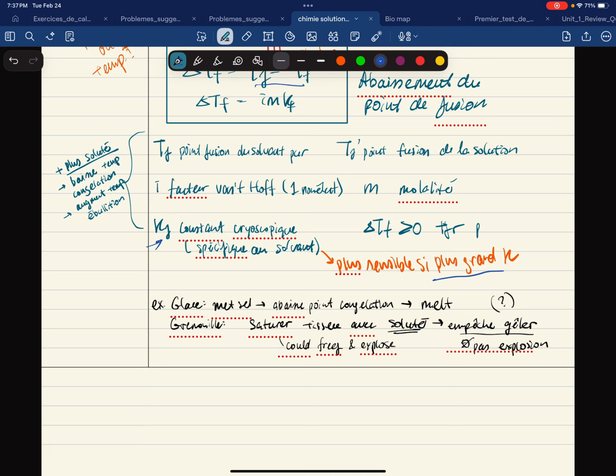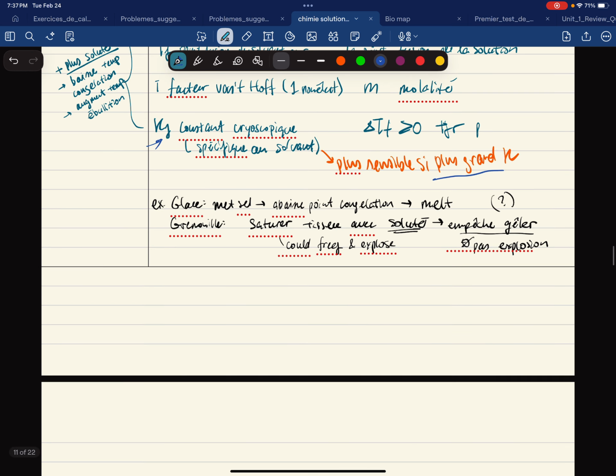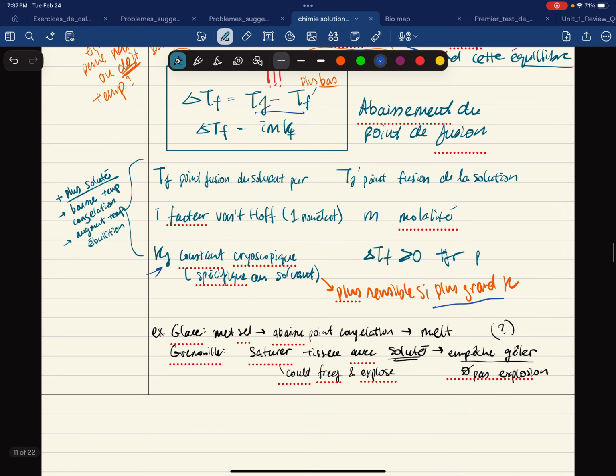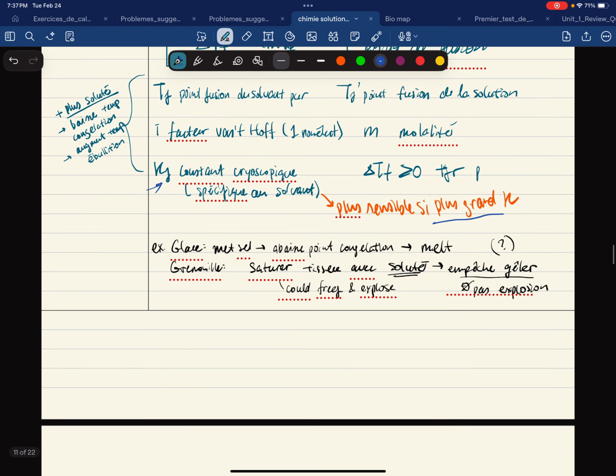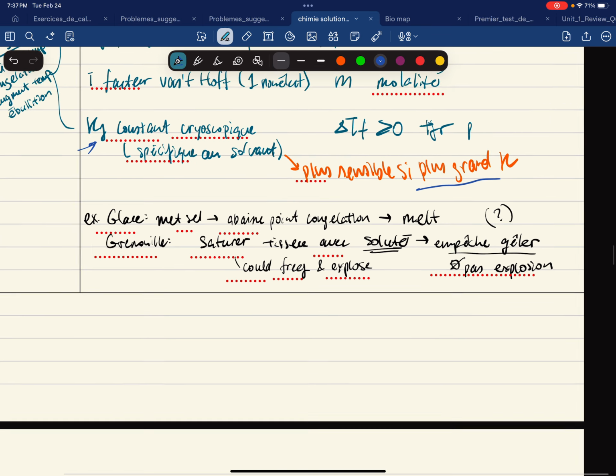So if K is plus grand and everything else is the same, let's say two solutions with the same amount of soluté, so the number of soluté does not change but the K is changed, then that means a bigger K is more sensitive to the difference in solute in terms of the temperature. So the variation in the temperature will be varied by how much solute in a more sensitive way if the K is bigger.